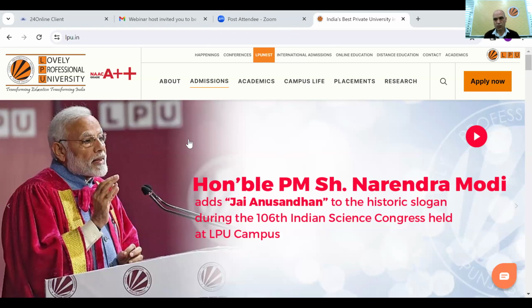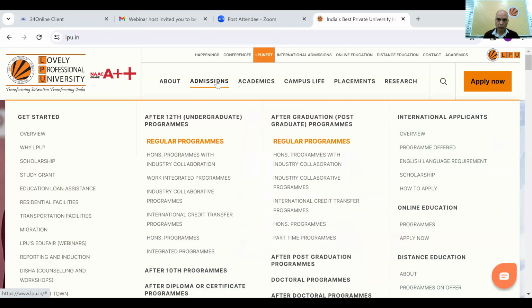Now, if a student wants to check out the eligibility or the fee structure of a specific program, then you need to visit lpu.in and go to the admissions tab. For undergraduate students, they can select a program from here. For students who want to go in for PG, after 10th programs and so on, you can select a program. Now, today's topic is electronics. So we are an electronics-based session today.